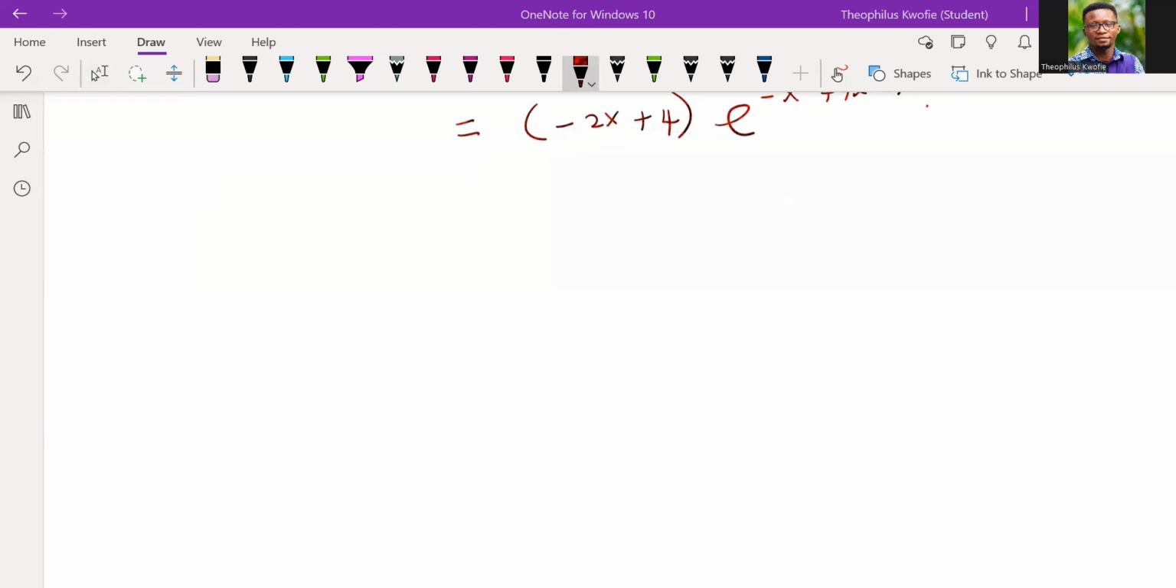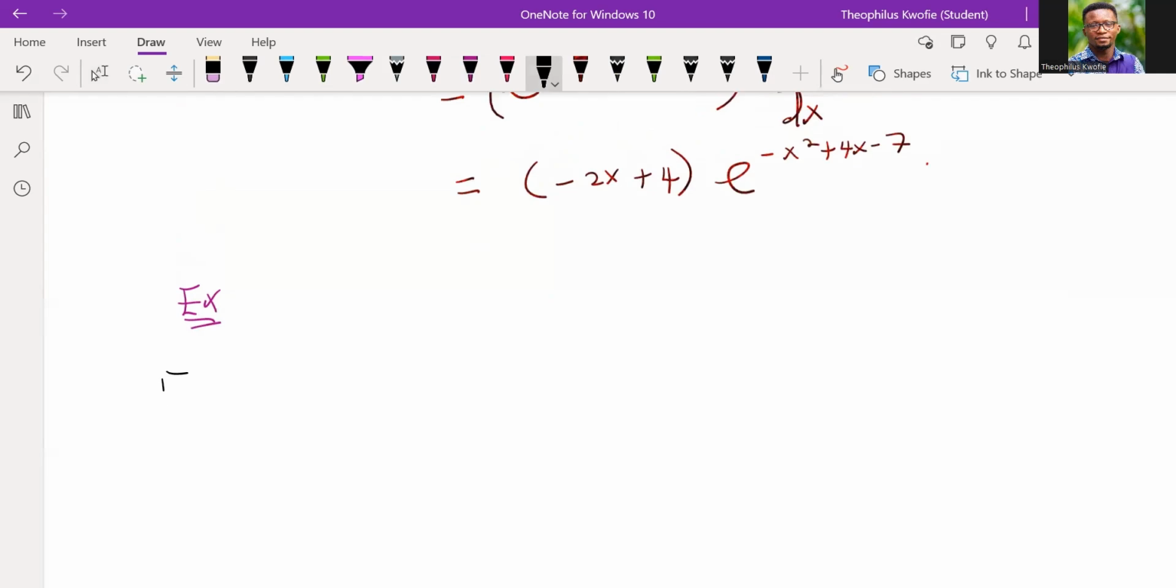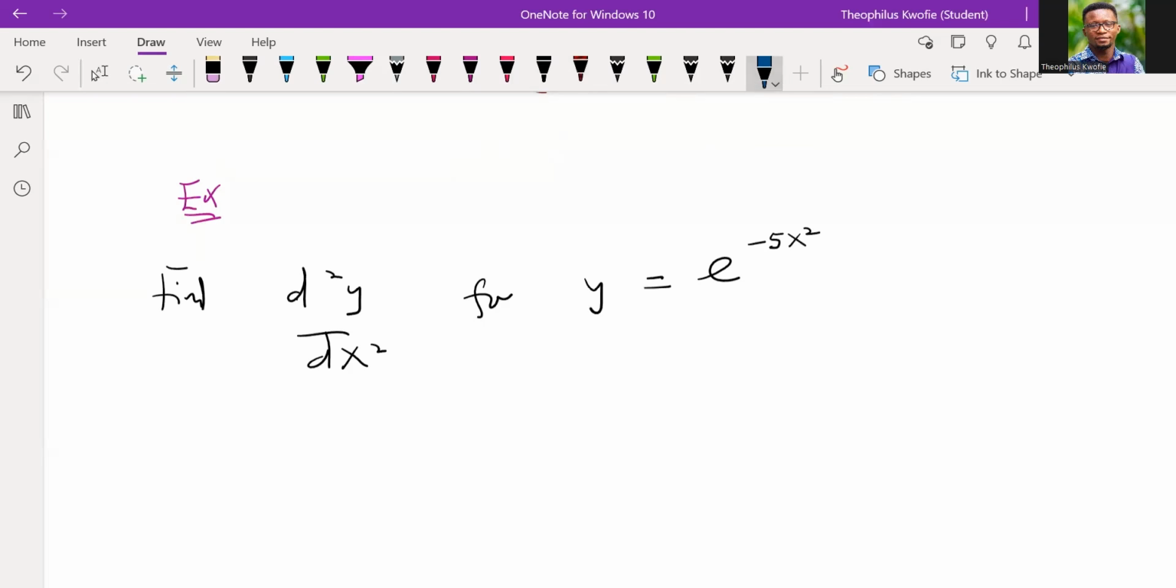But what if I give you a problem like this to solve? Last week we looked at derivatives of higher orders. I want us to use that idea to solve a problem like this and see how it goes. So if I ask you to find the second derivative for y equal to e to the power minus 5x to the power 2, how do we solve such a problem?